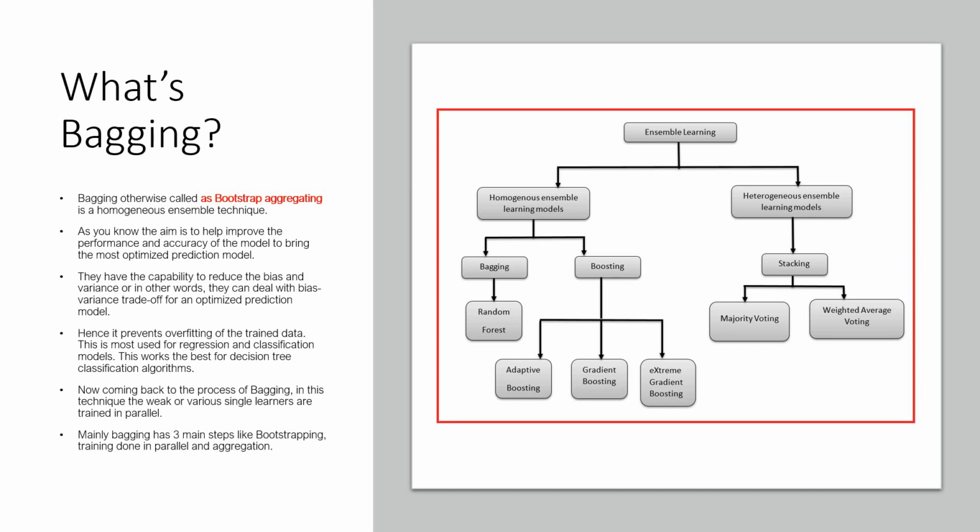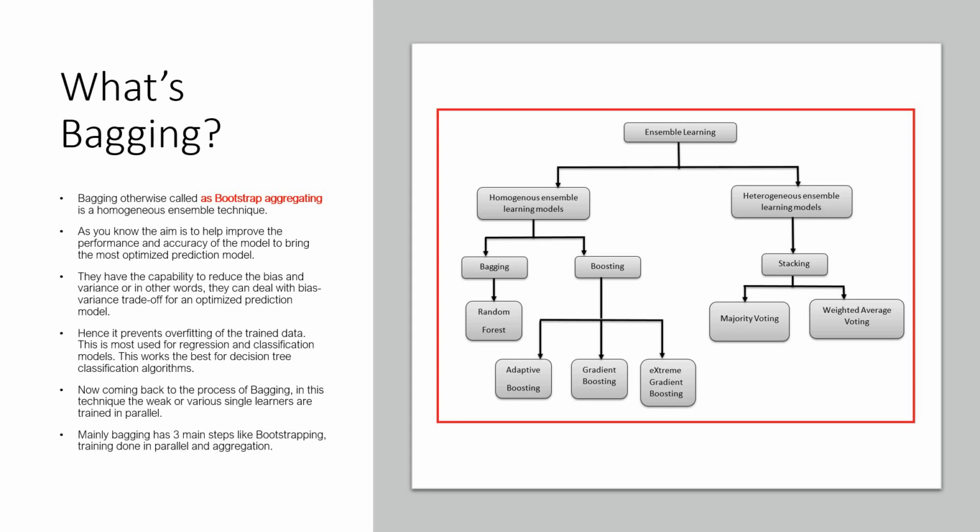Bagging is one of the types of ensemble learning. We have homogeneous ensemble learning models and heterogeneous ensemble learning models as the types. Inside the homogeneous, we have bagging and boosting. We will talk about boosting a little later. I will teach that very clearly with examples as well. But for now, we will stay with bagging. Bagging is also referred to as bootstrap aggregating and it falls under the homogeneous ensemble learning models.